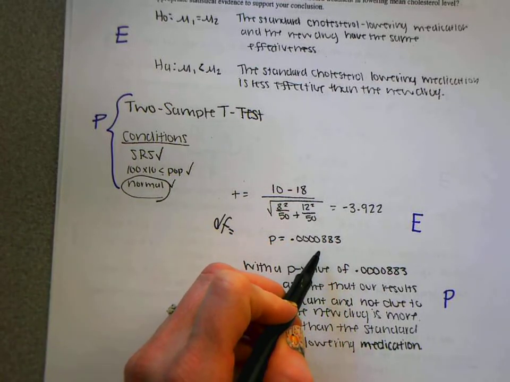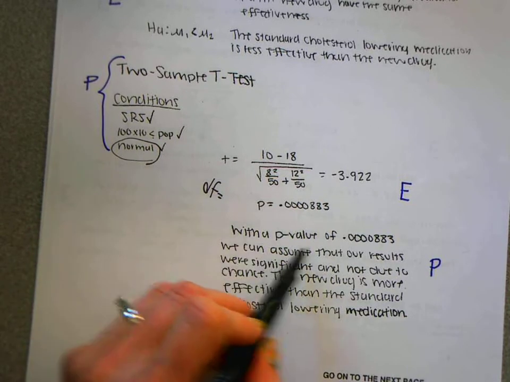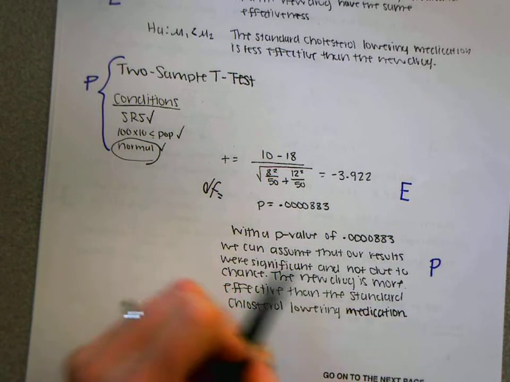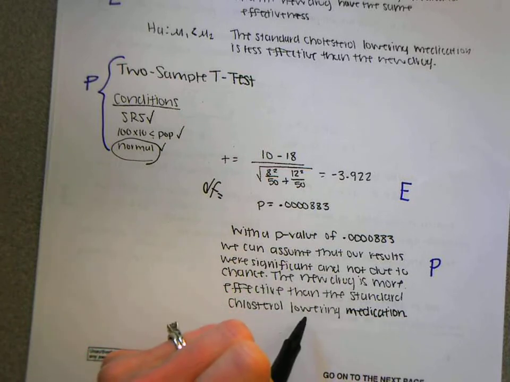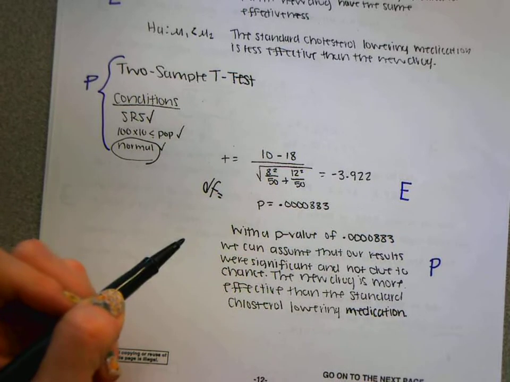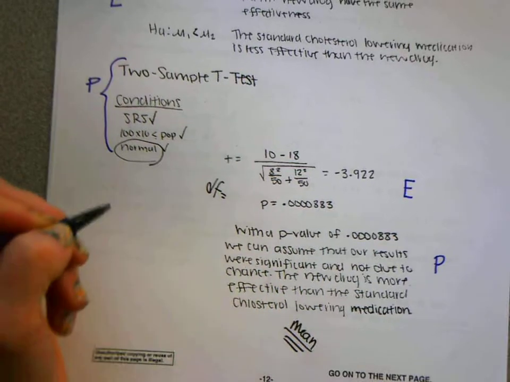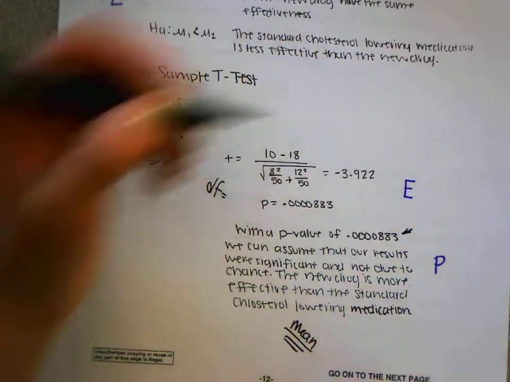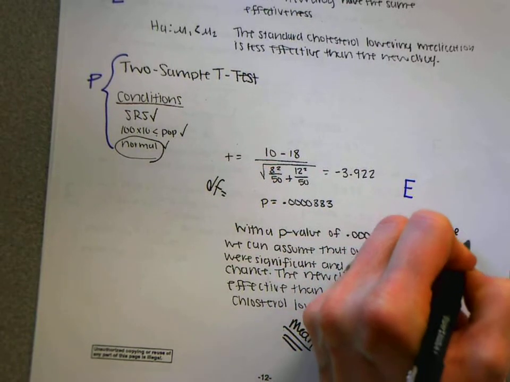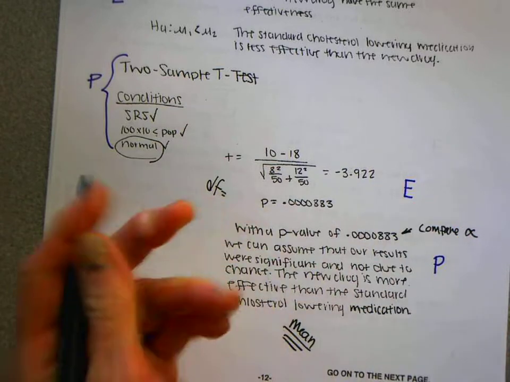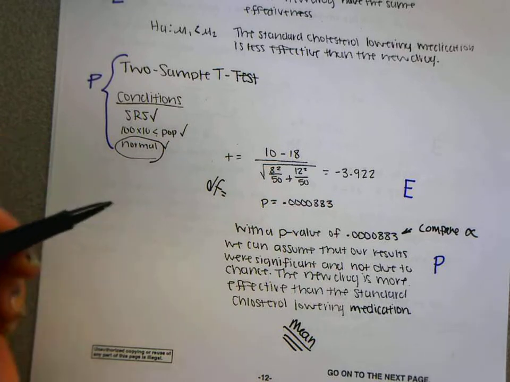And then finally, their conclusion, they said, was partial. It just says with a p-value of this, we can assume that our results were significant and not due to chance. The new drug is more effective than the standard cholesterol-lowering medication. I don't like that they didn't say the word mean. And they also commented on the fact that they stated the p-value, but they didn't compare it to an alpha level of any sort. Or they didn't indicate that it was a small p-value. So just saying it's significant doesn't indicate that you understand that small is what makes it significant.